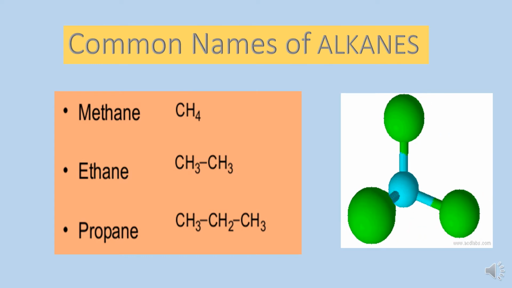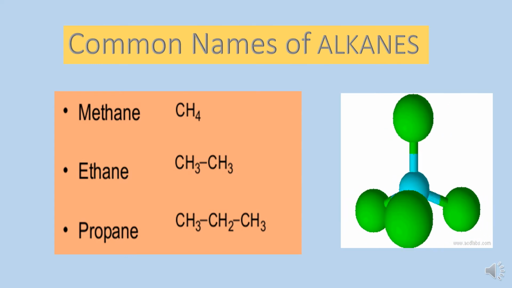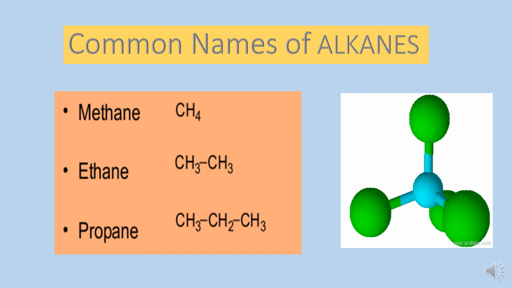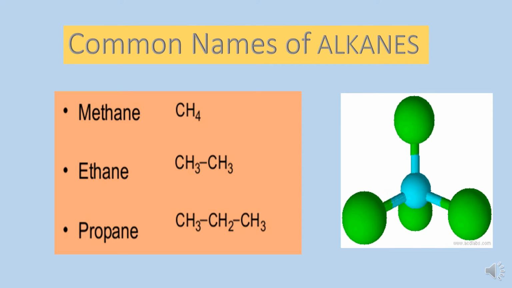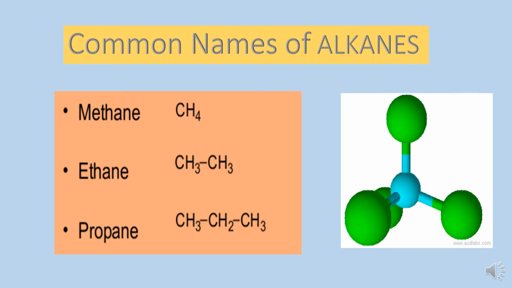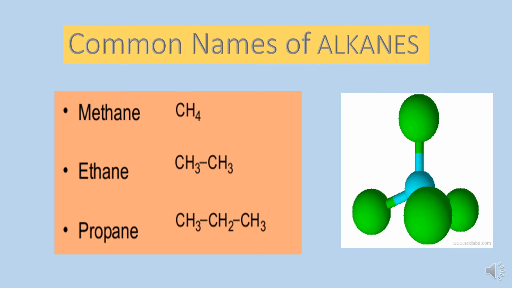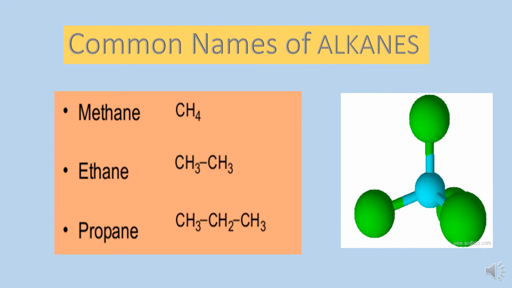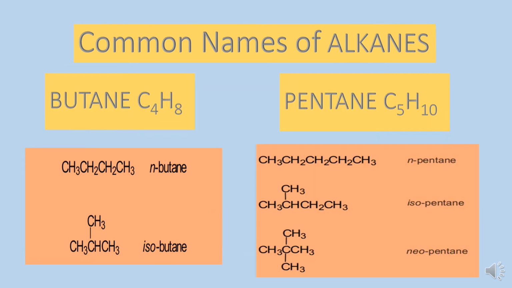Now some common names of alkanes: CH4 is named methane in the common system as well as in the IUPAC system, ethane is C2H6, and C3H8 is propane. Butane may exist in two structural isomeric forms. When it is in the form of a straight chain, it is named normal butane, and when it is branched, it is named isobutane.